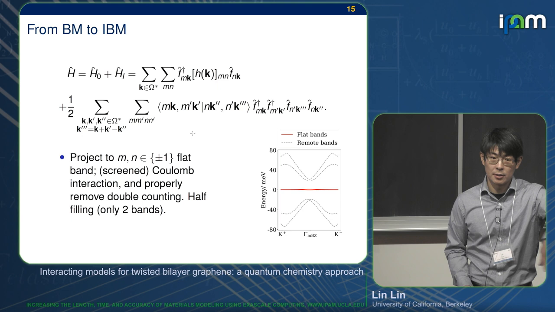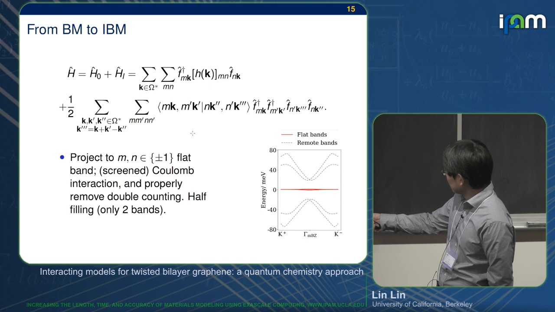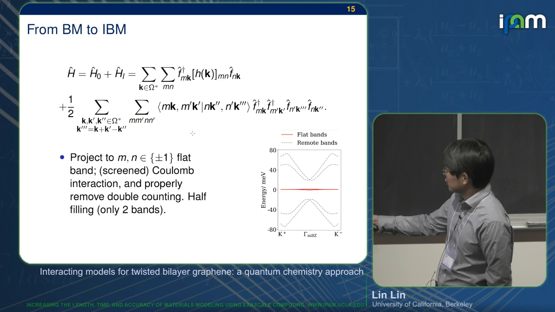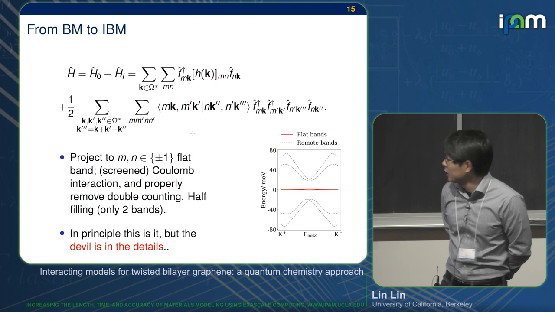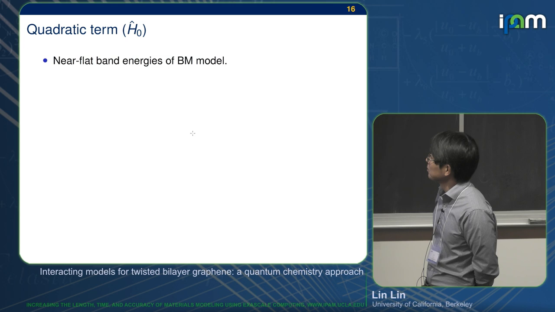So then you can see that these are the two flat bands. It doesn't open a gap at the BM level, and they're separate from the remote bands. In principle, this is it, but the devil is in the details. So the quadratic part, H0, contains the following contribution. It has the near flat band energies of the BM model.